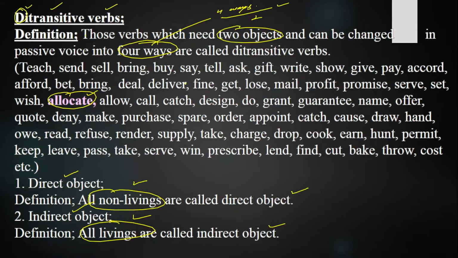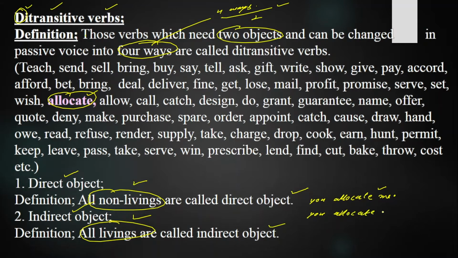You know ditransitive verbs need two objects. Why do they need two objects? Because their meaning won't be clear and understandable with one object, whether direct or indirect. So you need to put both objects, direct and indirect. Suppose I say, you allocate me. Now, you cannot allocate me and you cannot fix me, so the meaning here is wrong.